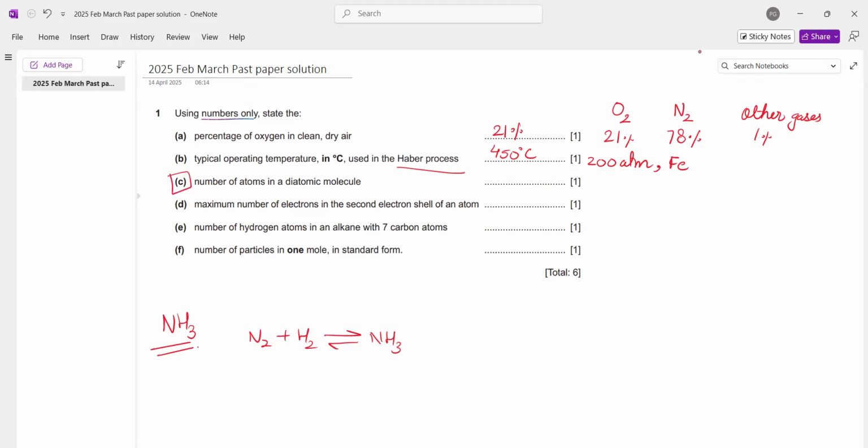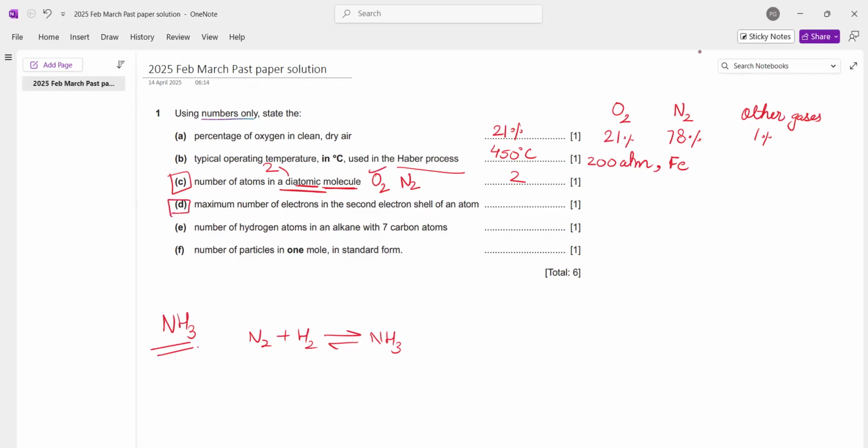So for part C, they're asking the number of atoms in a diatomic molecule. Now this is one of the simplest questions because the term itself is telling us that it is made up of two atoms. The word di means two and atomic represents an atom. So it means two atoms are combined together to form this molecule. For example, O2 is diatomic, N2 is diatomic because they have two atoms combined together to form the molecule.